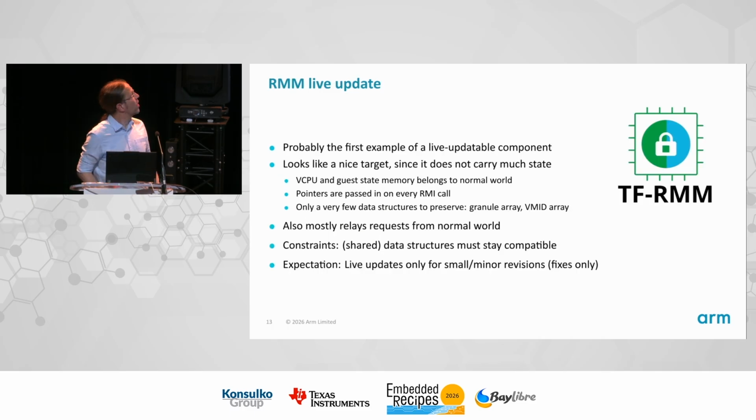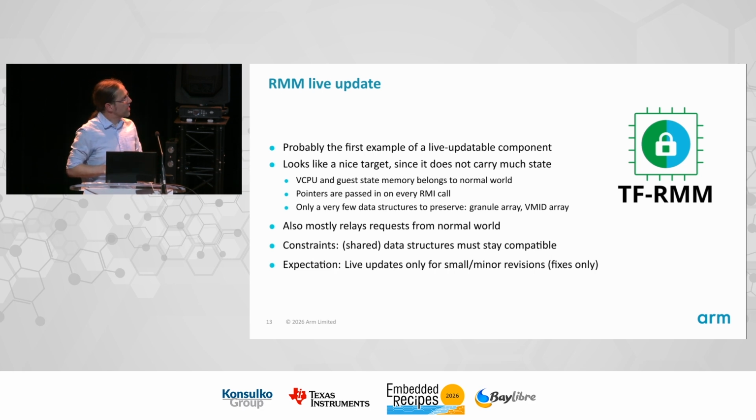Now, quickly, RMM live update. So TF-RMM is the Arm Confidential Compute Architecture hypervisor thing. It's basically kind of a hypervisor proxy, if you can think of it that way. KVM does all the policy work and then tells the RMM, please switch the vCPU, please map this memory for the guests. And this is a very thin shim. It's actually a nice target for this live update because it does not carry much state, because all the state is handled by KVM, right? In the non-secure kernel side.